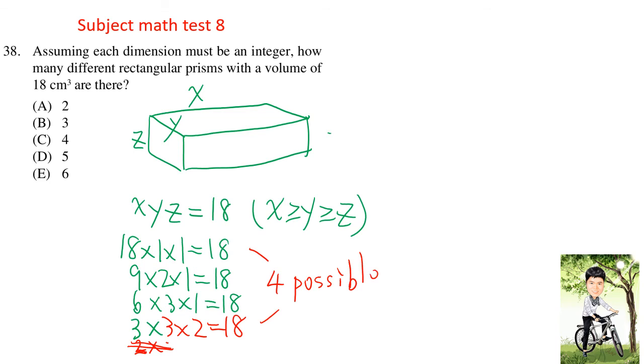Because when x equals 2, y equals 1, then z equals 9. It's not in order. When x equals 2, y equals 2, then z is not an integer. It's impossible. Hence, the only possible is 4 possible. Choose C. Okay, see you.